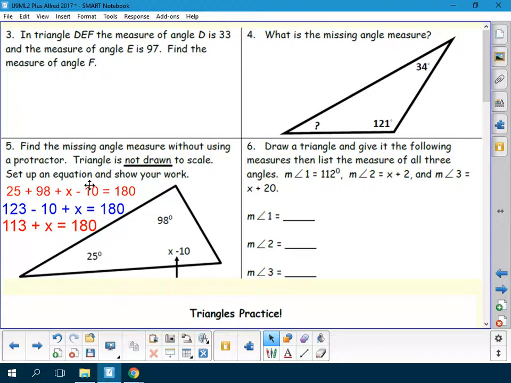After I subtracted 113 from both sides to get rid of the constant, I found out that x was 67 degrees. Then I would need to go back and take x and substitute it into this expression. I know that 67 minus 10 is the measure of this third angle, 57 degrees. The best way you can possibly check yourself is to take 57 and 25 and 98 and add them all together and get 180. That means we did that math problem right. And we did. This is great news because that means we don't have to do number 5 anymore. We can move on with our lives.